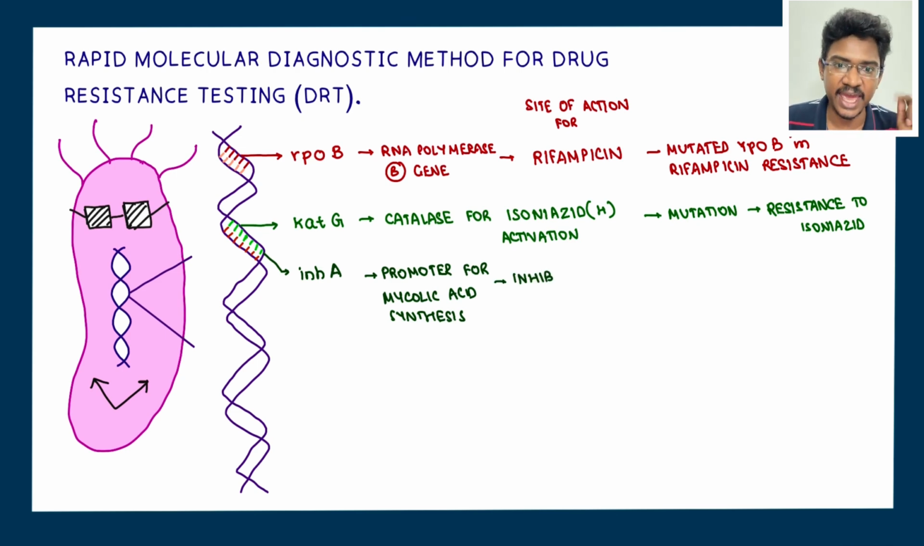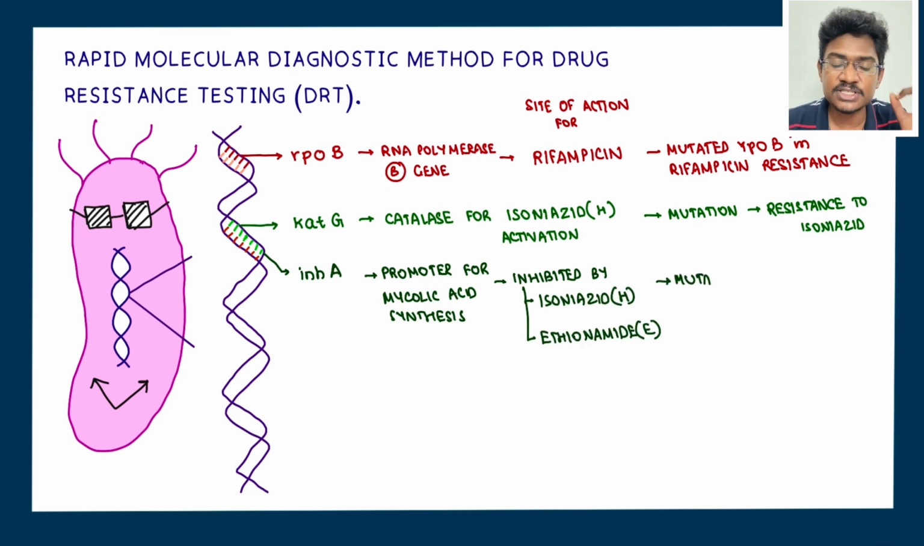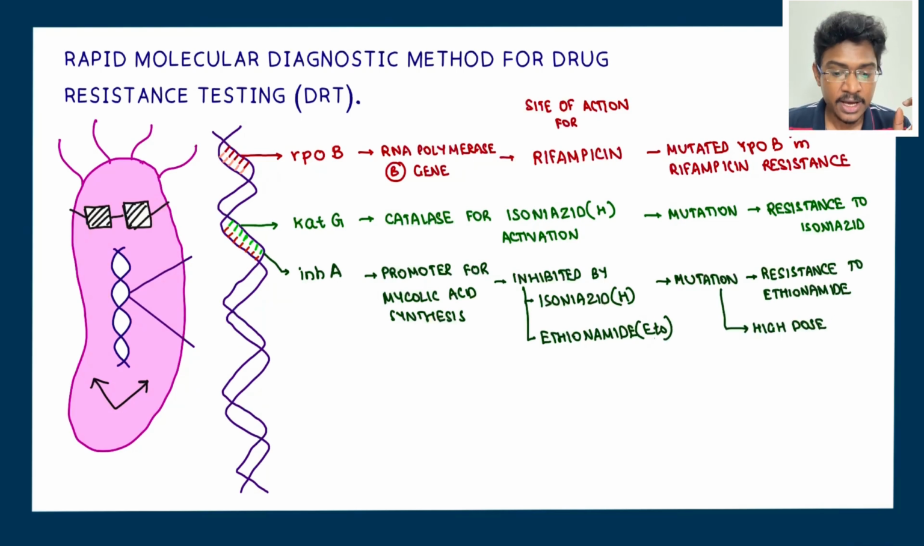Whereas the inhA gene is a promoter for your mycolic acid synthesis, which is the cell wall synthesis for the bacterium. So this is inhibited by your isoniazid as well as ethionamide. If this is mutated, this confers resistance to ethionamide, whereas you should know, if this is mutated, high dose isoniazid still works here. This is the role of giving high dose isoniazid if it is resistant to inhA alone and not to the katG gene.